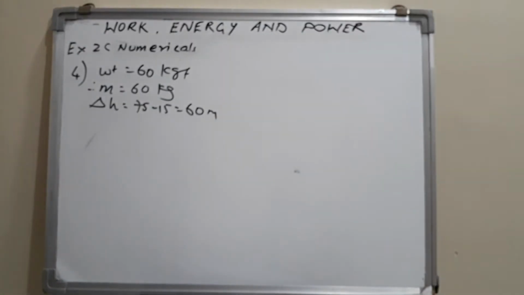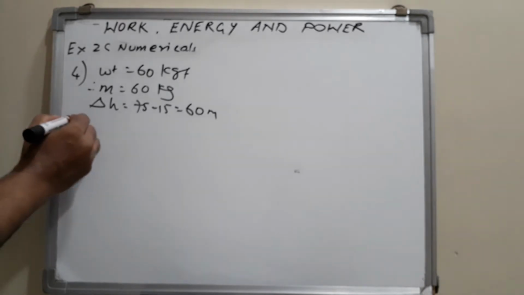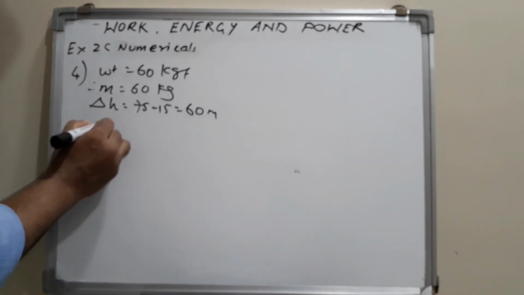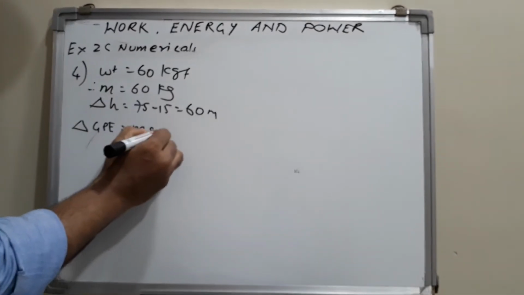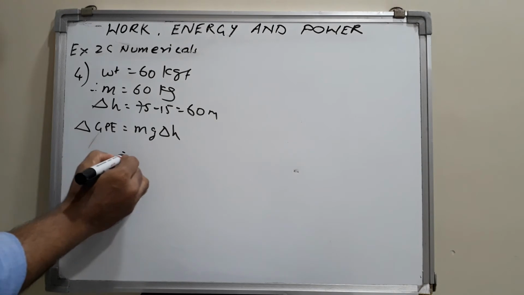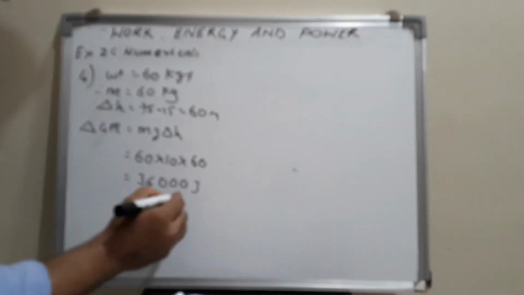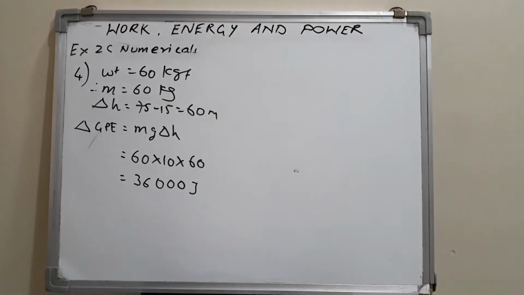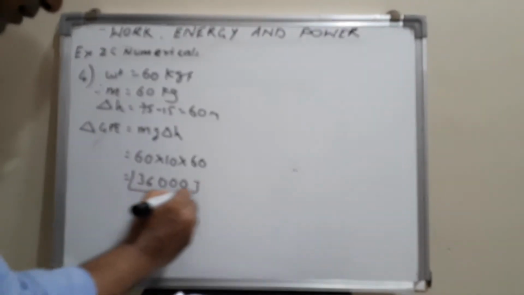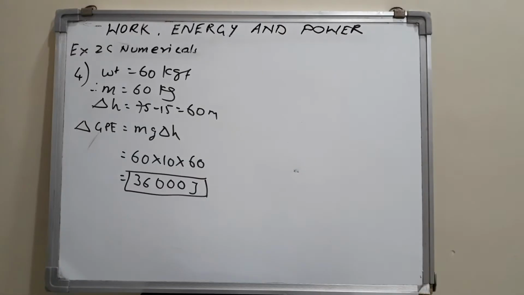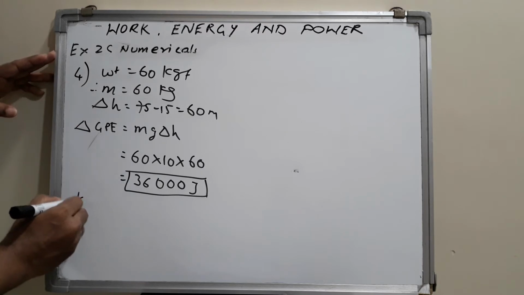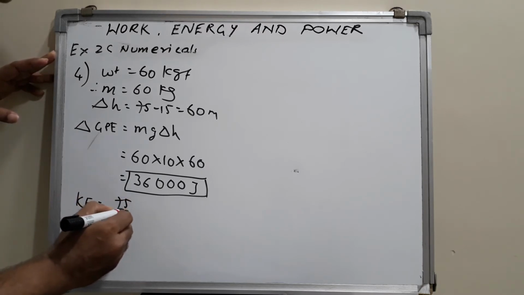So first they are asking to calculate the change in the gravitational potential energy. So delta gravitational PE is equal to mg delta H, which is 60 into 10 into 60, which makes it 36,000 joules. That's the first answer. Now, in the second part, 75% of the energy of part 1 means 75% of the energy of this is being converted into kinetic energy.